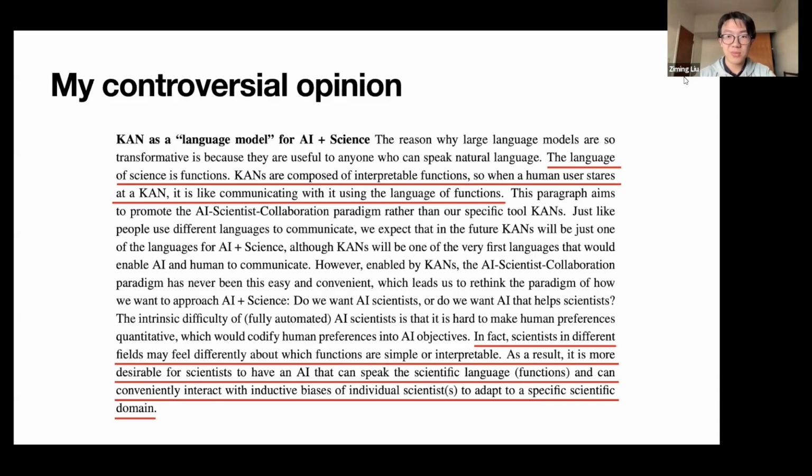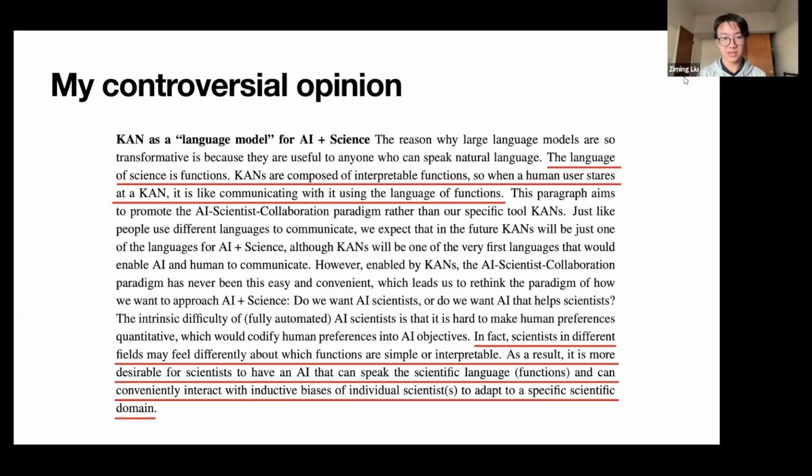KANs are composed of interpretable functions. So when a human user stares at a KAN, it is like communicating with it using the language of functions. I'm not sure if you have watched The Three-Body Problem, but it's how the Trisolarans communicate with each other by just reading each other's minds because their minds are so transparent. Again, when you read the KAN's mind, it's like communicating with it, and you can even put your inductive bias into it. There are functionalities which allow you to fix some activation functions to be symbolic, do further training and fine-tuning, and remove some nodes or edges, to really allow you to interact with KANs.